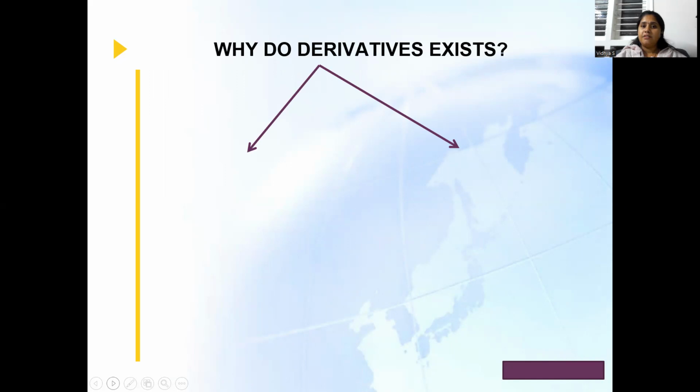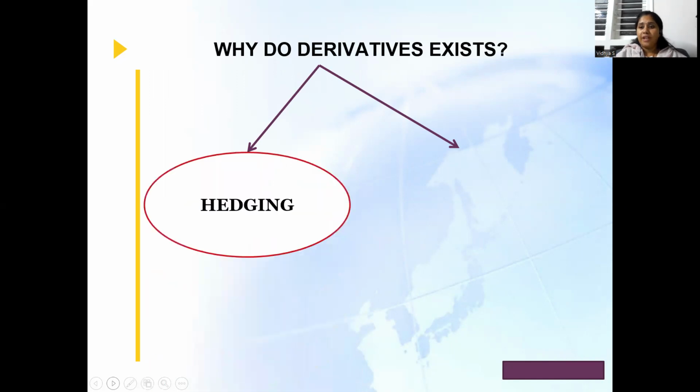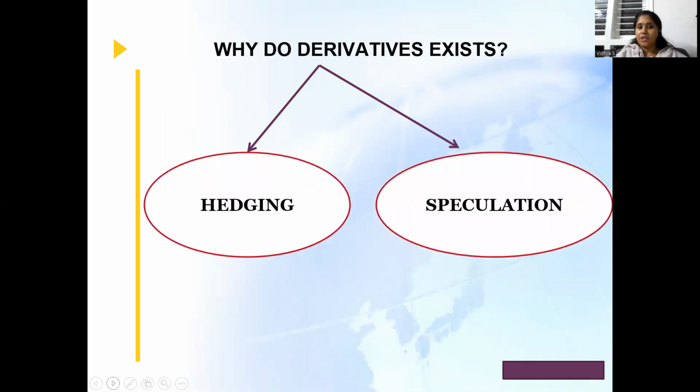Why do derivatives exist? One is for hedging and one is for speculation. What is the difference between hedging and speculation? Hedging is nothing but you are ready to take the risk. You're ready to hedge the risk. You're ready to accept what comes. Speculation, you're going to predict what is going to happen.